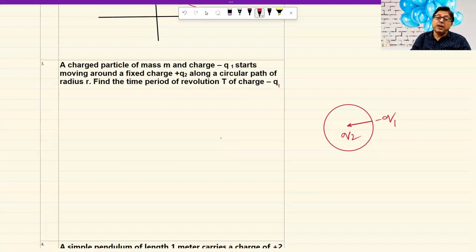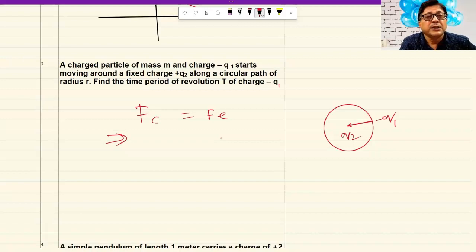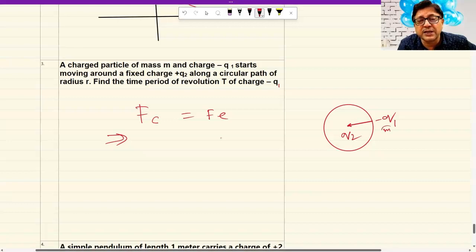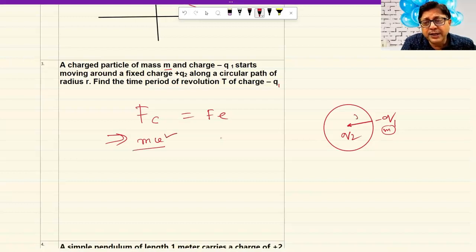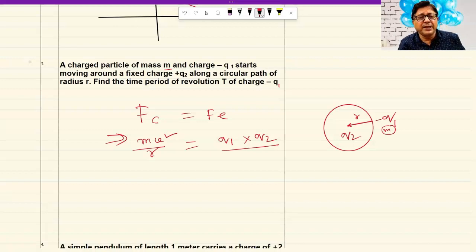Because in circular path, it will experience centrifugal force first. As soon as you take a body in circular path, centrifugal force comes into effect. That centrifugal force will be balanced by electrostatic force, and this compels charge minus q1 to move in the circular path. So here we'll write Fc equal to Fe, centripetal force provided by electrostatic force. Suppose this one has mass m, mass given. So Fc is what? Orbital velocity be v, radius be r, mv square by r equal to q1 into q2 by r square.